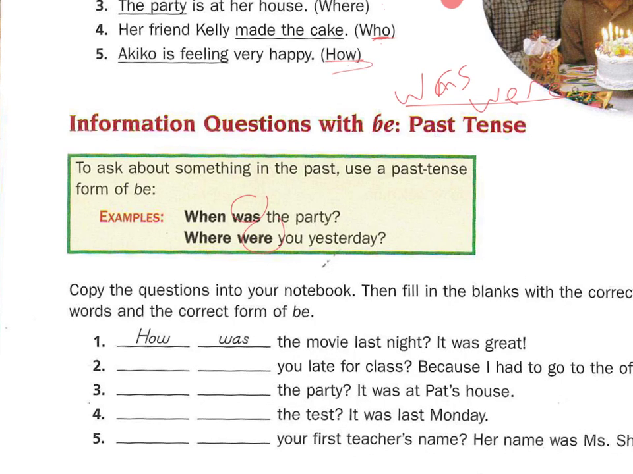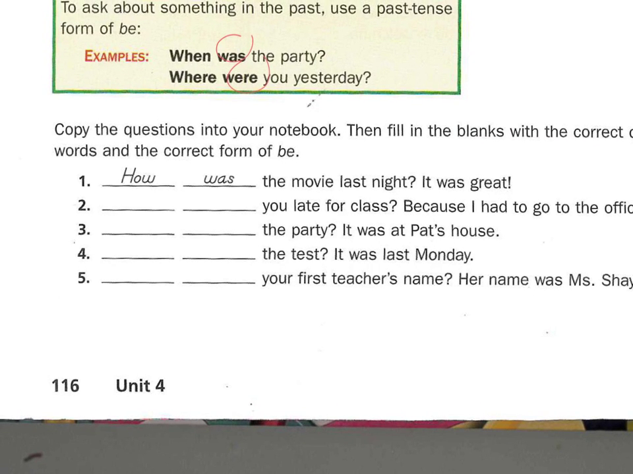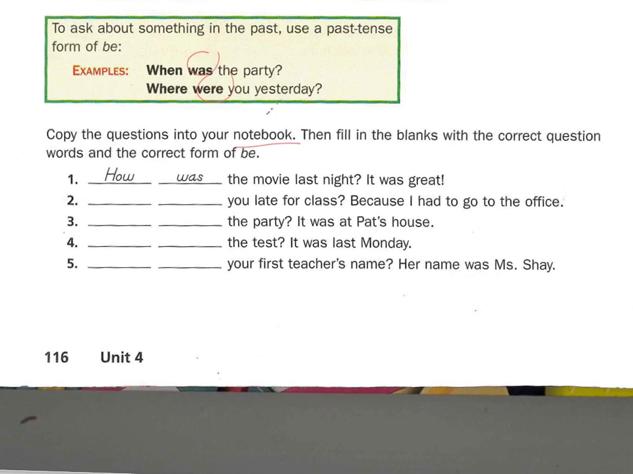When was the party? Where were you yesterday? So your task, copy the questions into your notebook. Then fill in the blanks with the correct question words and the correct form of be. How was the movie last night? It was great.